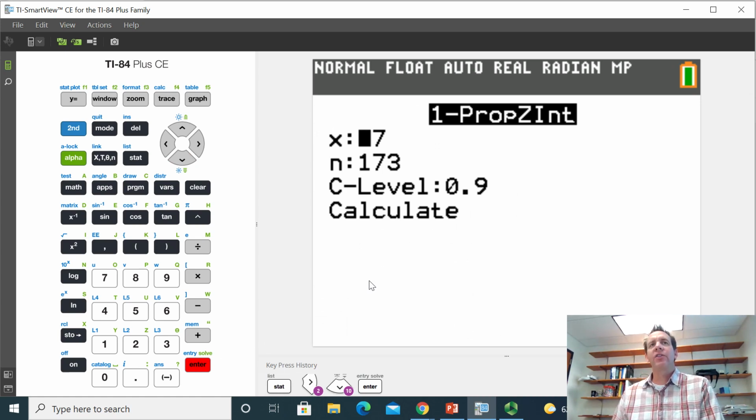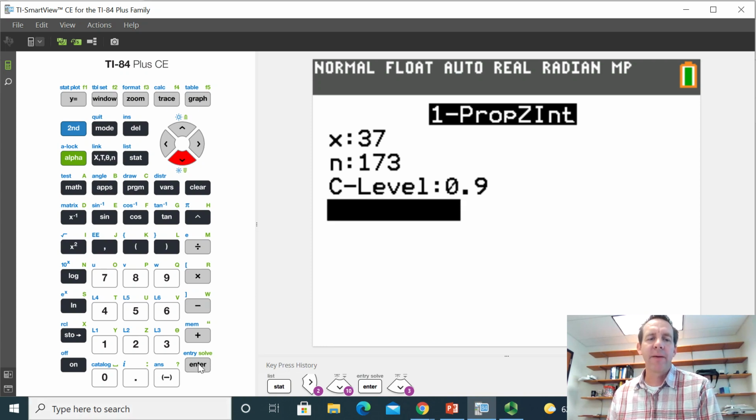If you recall, I said 37 of the beads are blue. So that's a characteristic that we're interested in out of the entire sample, the blue beads. And then n, our sample size, was 173. The C-level, or confidence level, has to be typed in as a decimal value rather than a percentage. So we were doing a 90% confidence interval, so this is going to be typed in as 0.90. And we'll go down to Calculate.